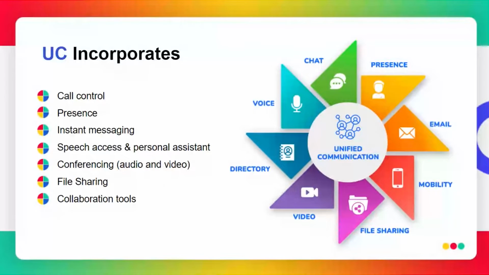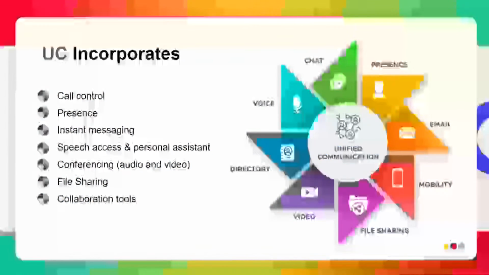So first of all, what are the things we can consider in unified communication? Some of the points highlighted are chat, instant messaging, presence, email application, mobility, file sharing, video and directory. The directory is what we can call document collaboration, as well as some voice assistants through conferencing. So let's go one by one.